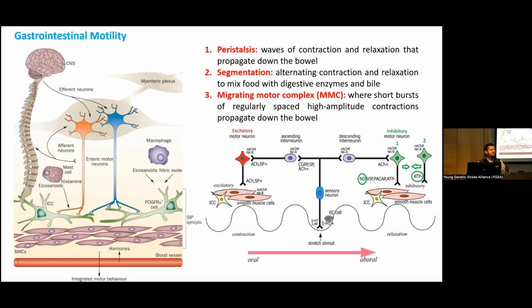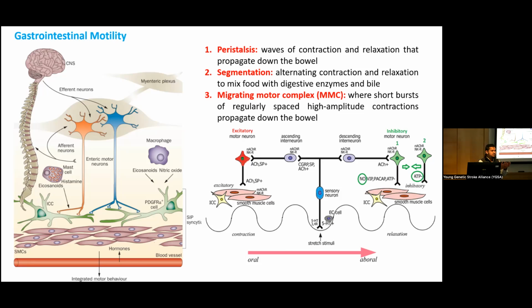From the enteric nervous system, you have mostly excitatory and inhibitory motor neurons. The excitatory motor neurons usually send their projections towards the oral, the proximal side, and the inhibitory motor neurons project to the distal, the anal side.